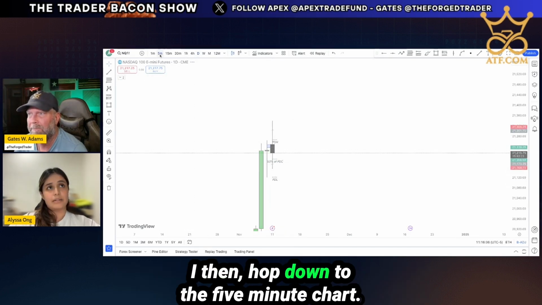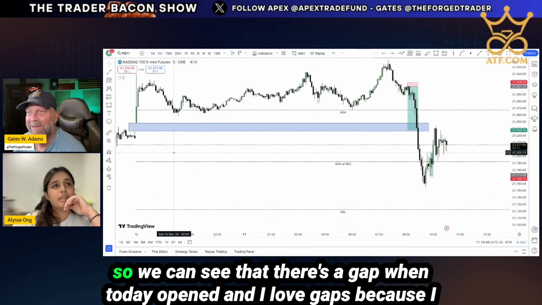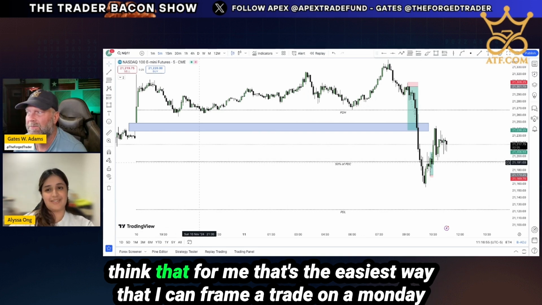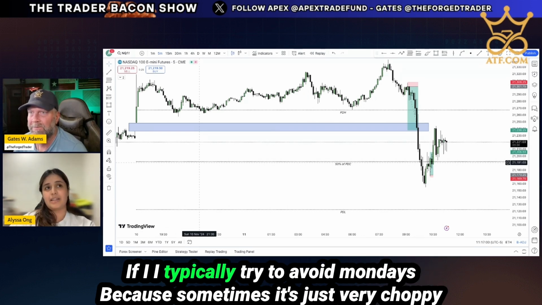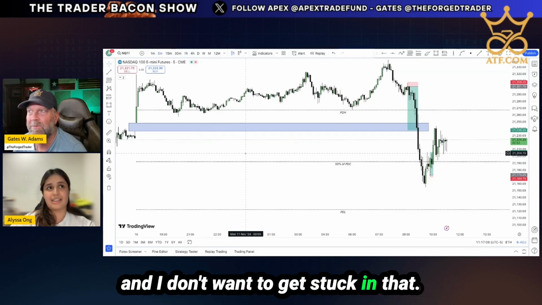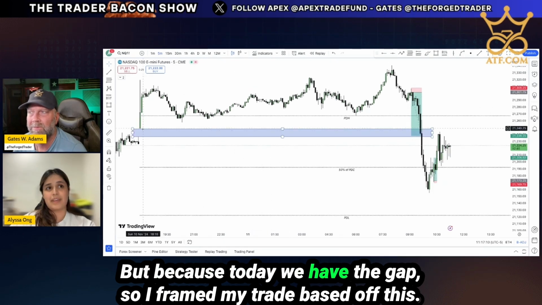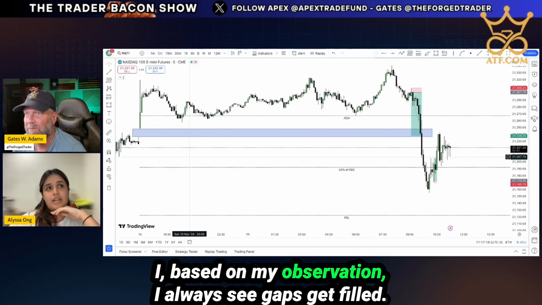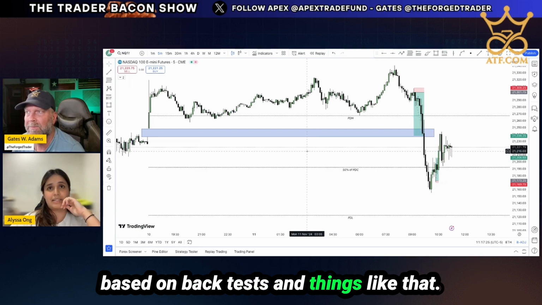I then hop down to the 5-minute chart. So we can see that there's a gap when today opened. And I love gaps because for me, that's the easiest way that I can frame a trade on a Monday. I typically try to avoid Mondays because sometimes it's very choppy and I don't want to get stuck in that. But because today we have the gap, I frame my trade based off this. My first trade is based off this gap. Based on my observation, I always see gaps get filled, based on back tests and things like that.